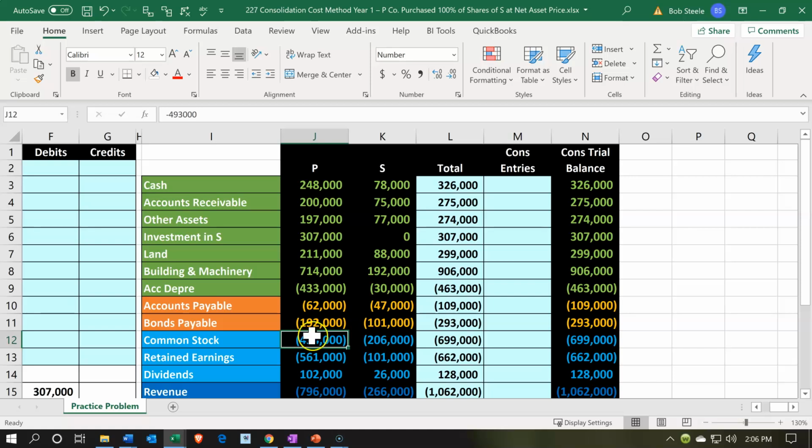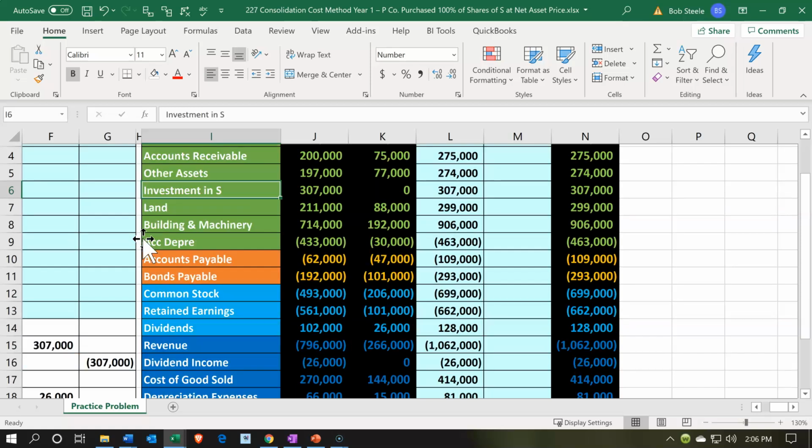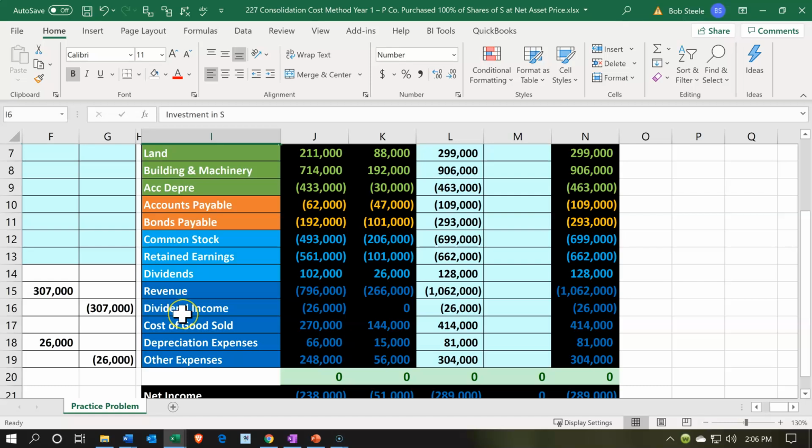Okay, so now we're going to have to do some elimination. So we're going to say, okay, what needs to be eliminated in our elimination journal entries to get our consolidated trial balance, which we can then use to create our financial statements? Well, we have the investment here. That's going to have to be eliminated, and the other side of the investment is going to be the common stock here. And then we also have the dividend income. Now, if that dividend income is coming from the other company, in this case, S paid dividends, all of them, to P, there's that relationship. So we're going to have to deal with that.